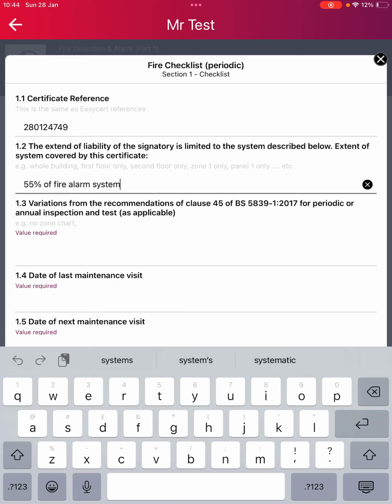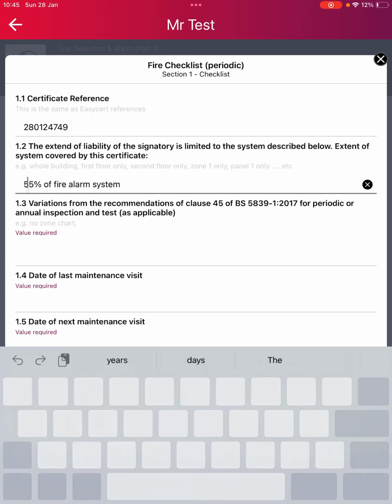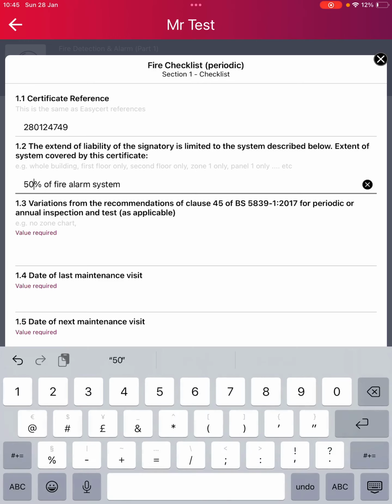Extent of the system covered by the certificate. Basically, how much of the system have you tested? Now, quite commonly you can put percentage, but you could also say whole building. If you did 100% in one visit, which would be a bit odd because you need to do 2 visits, you might as well do 50-50. But you could do that if you wanted. You could put 1st floor only, 2nd floor only, zone 1 only, panel 1 only, so stuff like that. So it can be more than that, but typically I would just put in what I've tested in a percentage. But you don't have to do that.